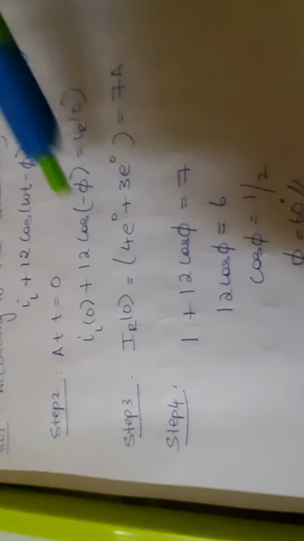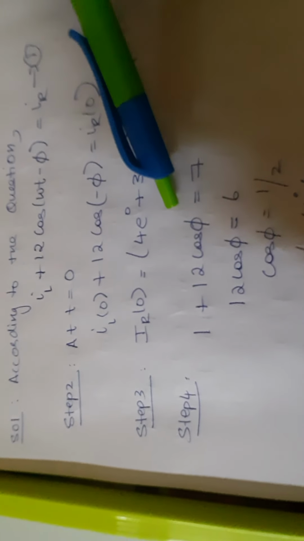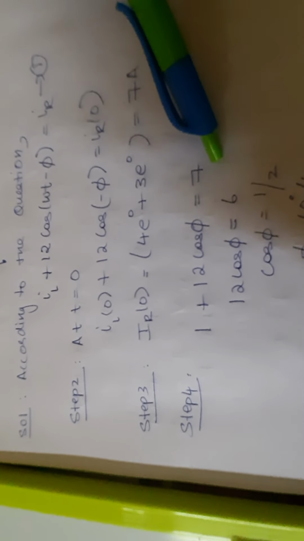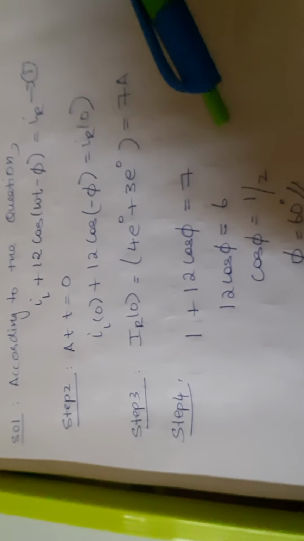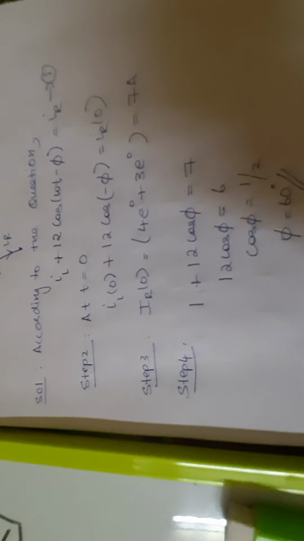So now we have 1, which is IL of 0 plus 12 cos phi equal to 7. So 12 cos phi is equal to 6. And cos phi is equal to half and phi is equal to 60 degree. Moving on to the third part.